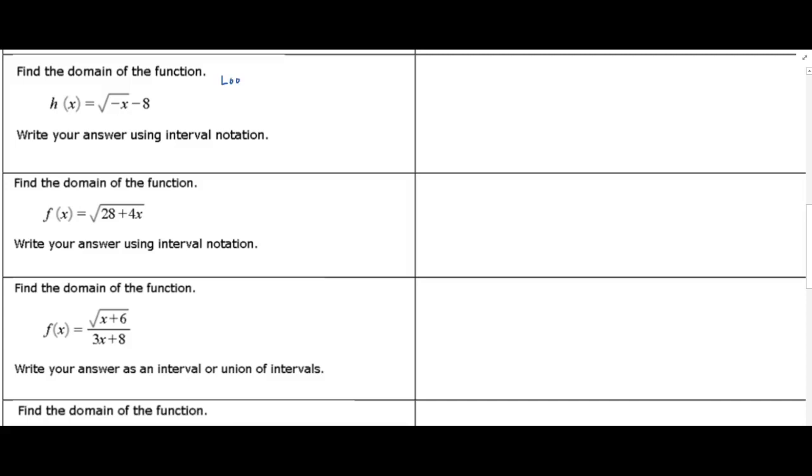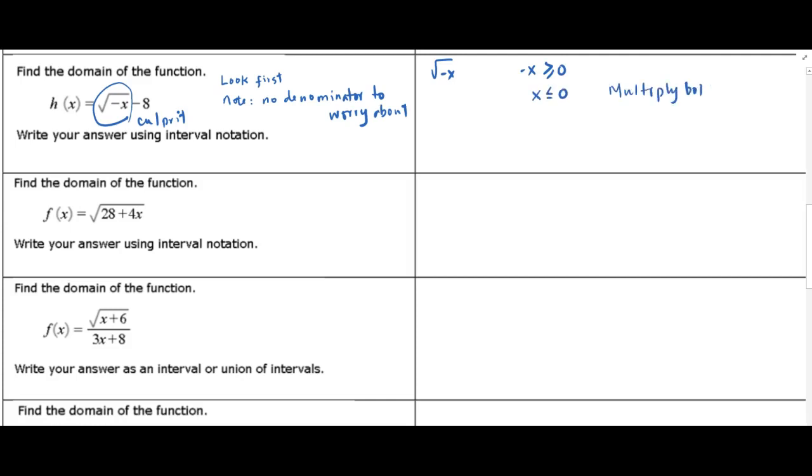In this function, we should be happy because there's no denominator. The only culprit here is the square root of minus x. So minus x has to be at least equal to 0. This means x is less than or equal to 0. We flip the inequality because we multiplied both sides by -1. We draw the graph and translate it into an interval. So the domain is minus infinity to 0, including 0.